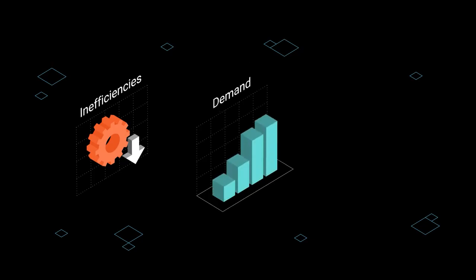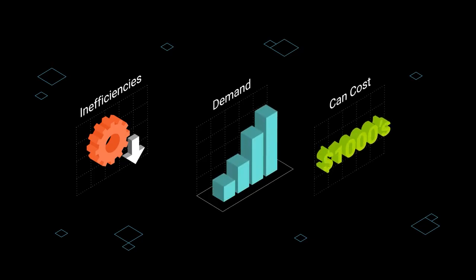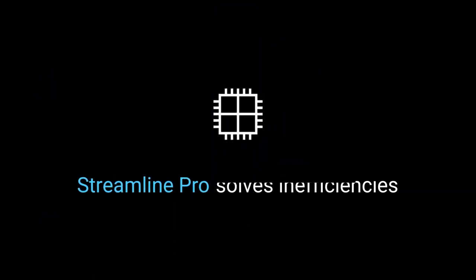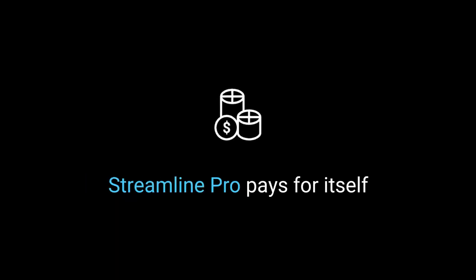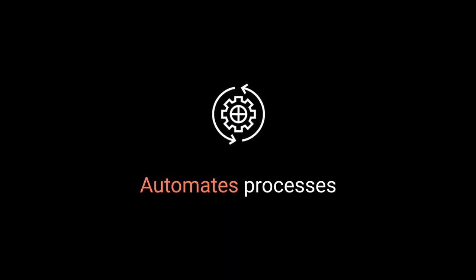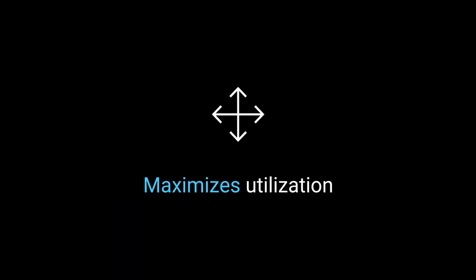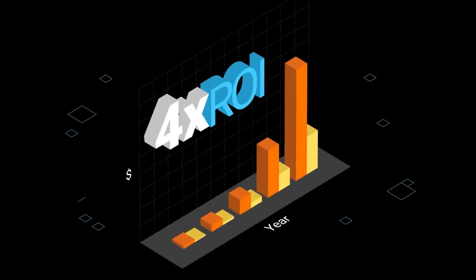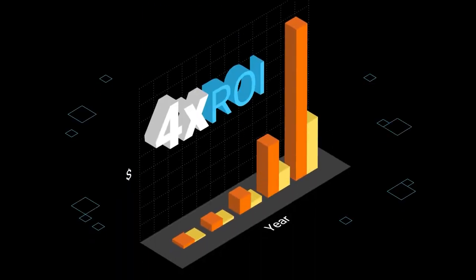Inefficiencies that occur when trying to keep up with increasing 3D printing demand can cost thousands annually. Streamline Pro solves those inefficiencies while paying for itself by saving time, automating processes, and maximizing utilization. It generates 4 times ROI per year with a 3-month payback.